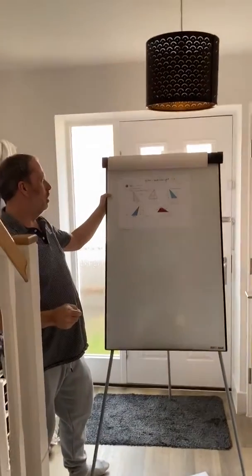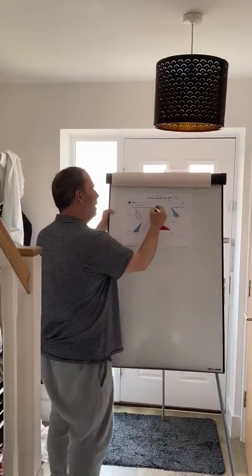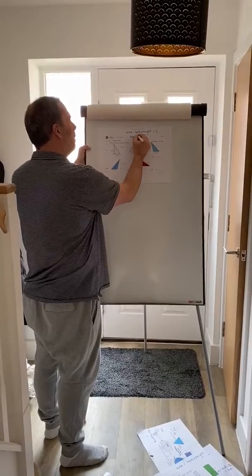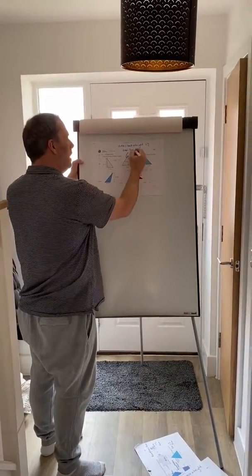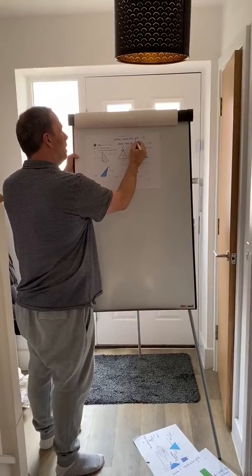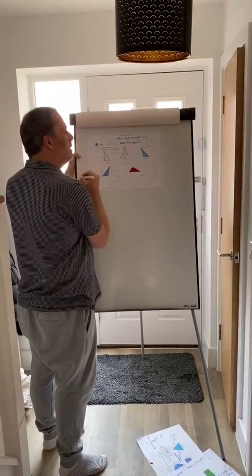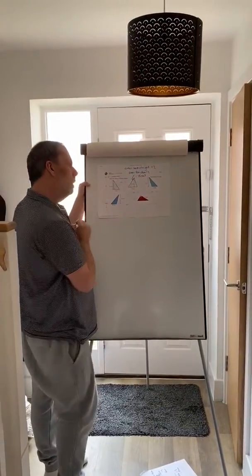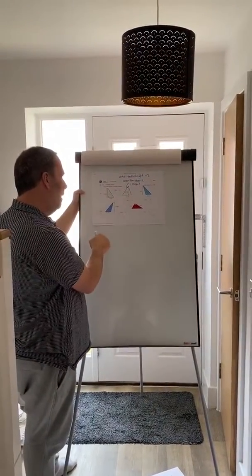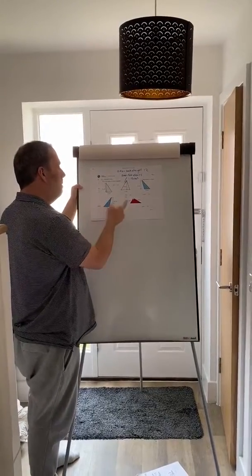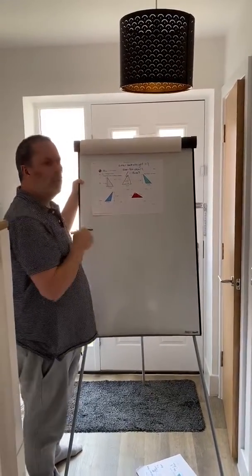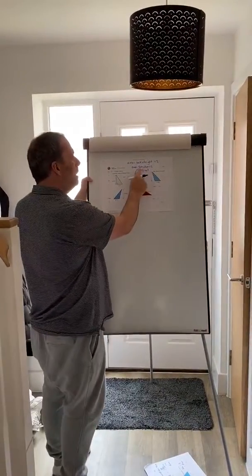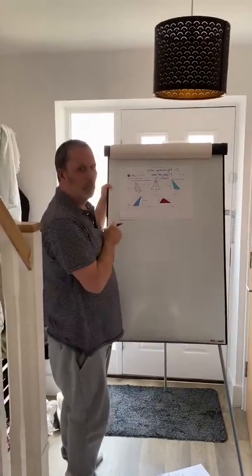So let's choose a question. Let's do this one here. So area will be the base, which is 5, times the height, which is 6, divided by 2. It's 5 times 6 is 30, divided by 2 is 15 centimetres squared. And all of the other questions are similar to that. They're all the same. Base times height divided by 2. And to be honest, it doesn't really matter which way round you do it. I could have done 6 times 5 divided by 2. I still would have got the same answer.